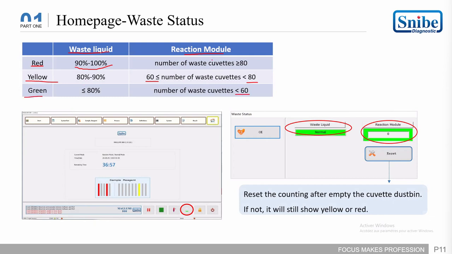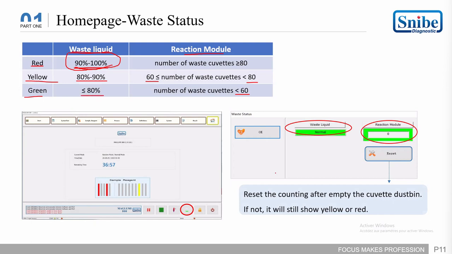So remember, we are talking about Maglumi A100. It is different from the other Maglumi, for example 2000 or 4000. So this is just an example. And for waste liquid, it is red when the level of the liquid in the waste tank is between 90% and 100%. Yellow between 80 and 90%. Less than 80%, it is green.